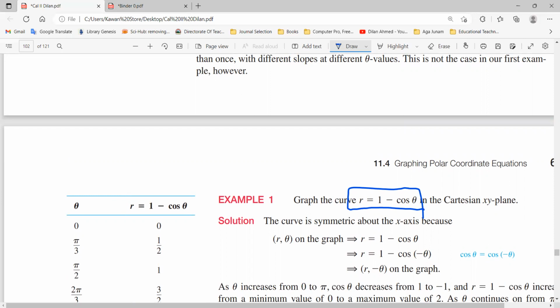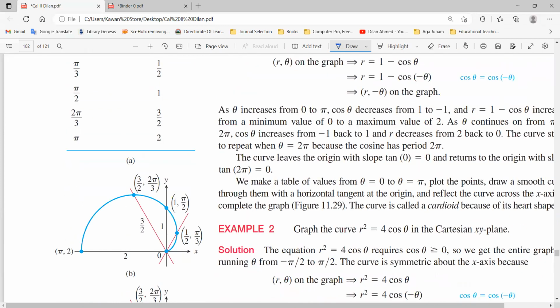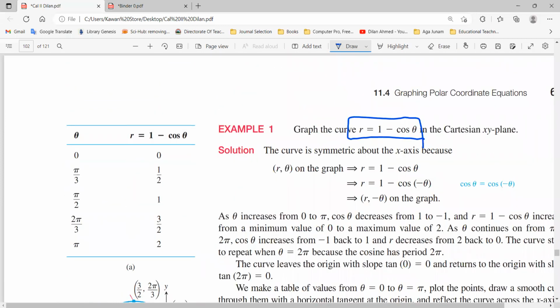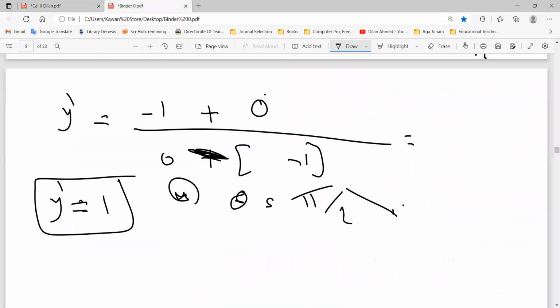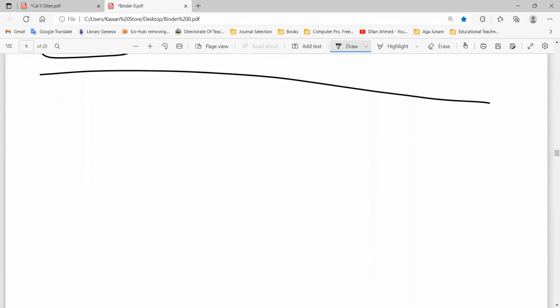The important thing to understand, how to sketch that one, is very, very important: how we start with it, how we show the steps to the teachers. That's very important. So r equal to 1 minus cosine theta is the simplest example that I'm going to start with. So be careful and try to understand.